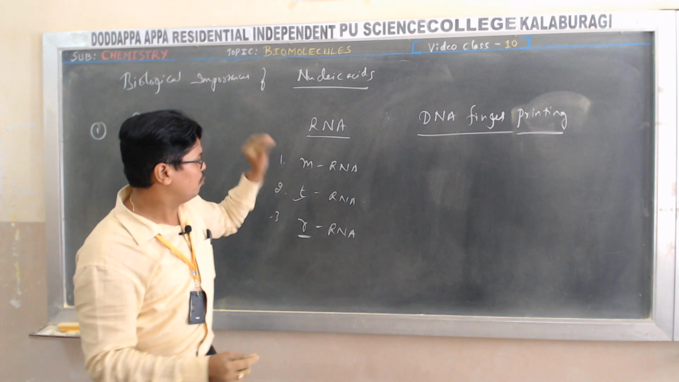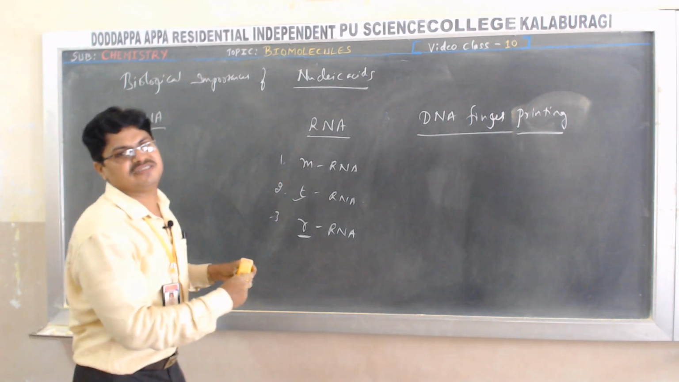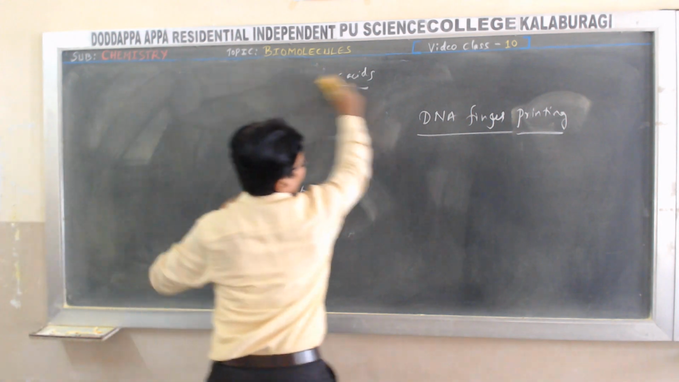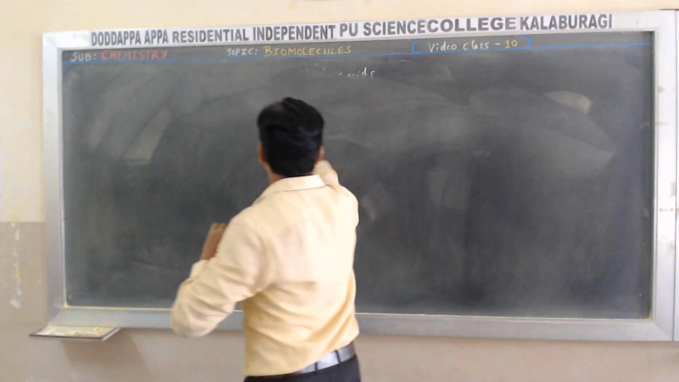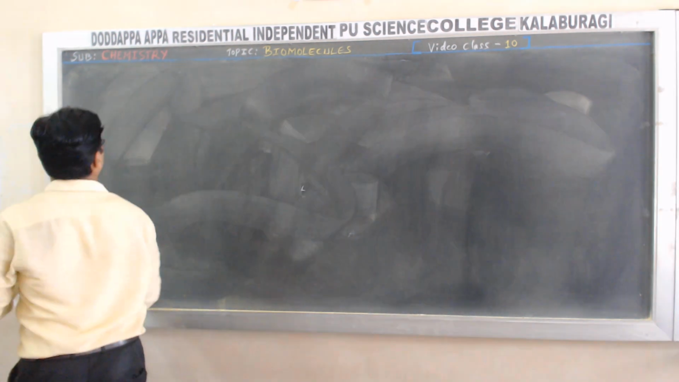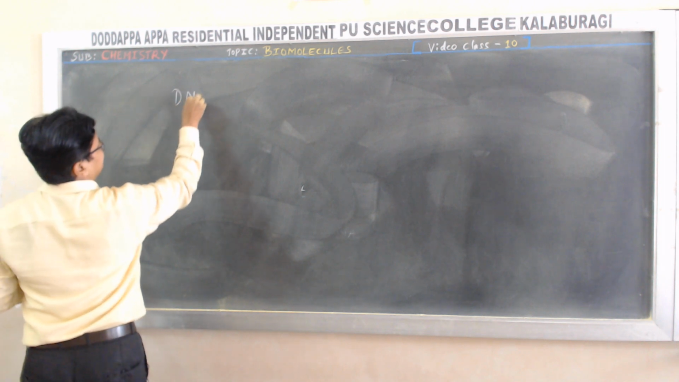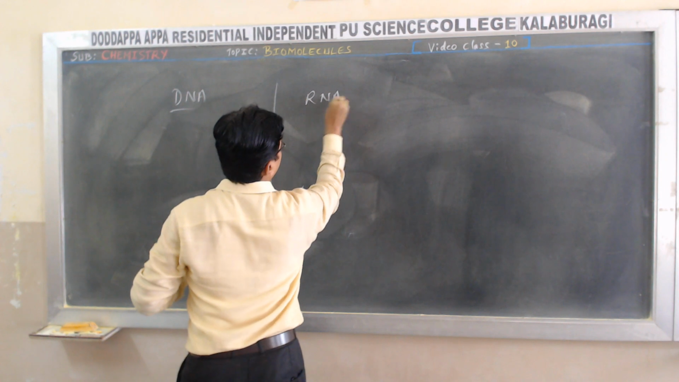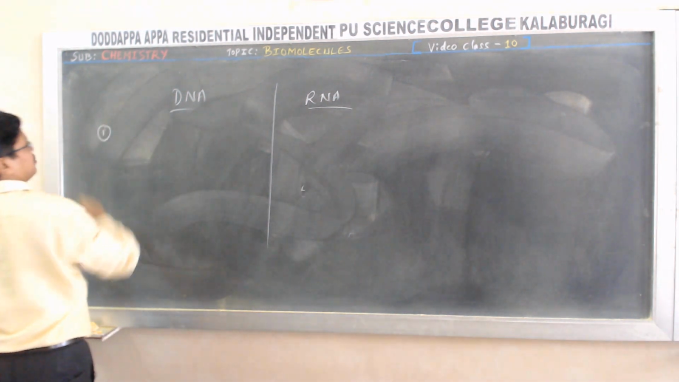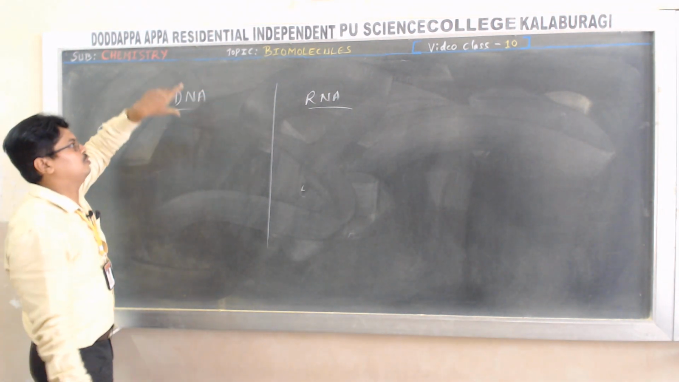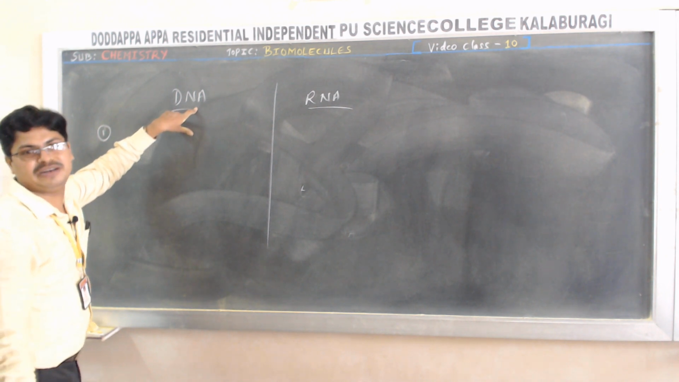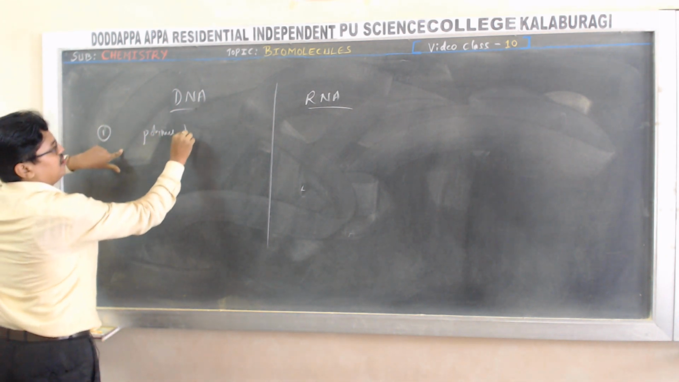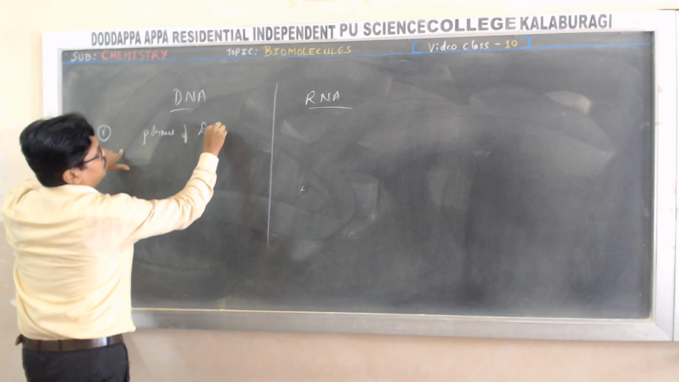Now, let me focus on the differences between DNA and RNA. What makes the differences between DNA and RNA? Yes, the first one with respect to nucleotide. DNA is a polymer of deoxyribonucleotide.